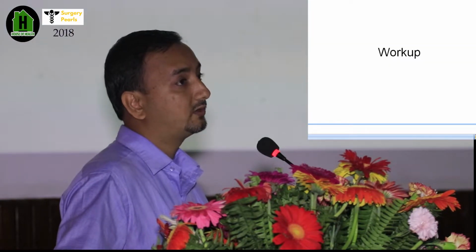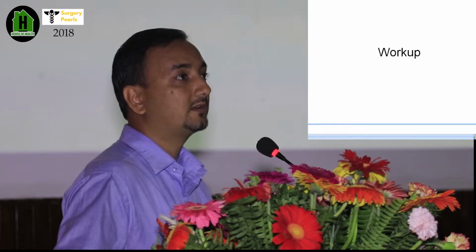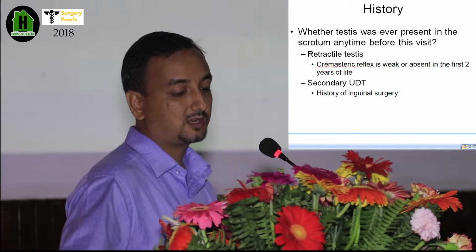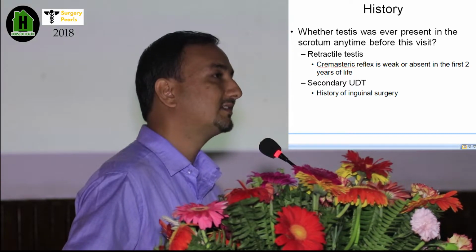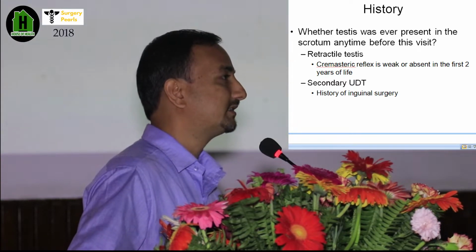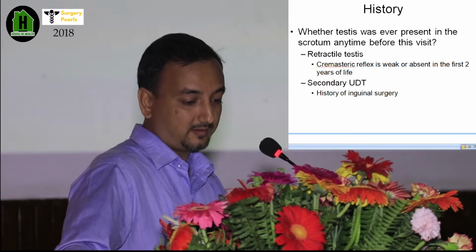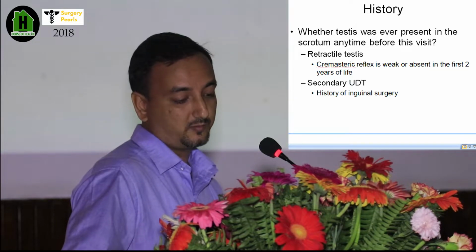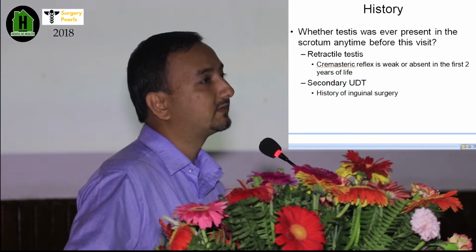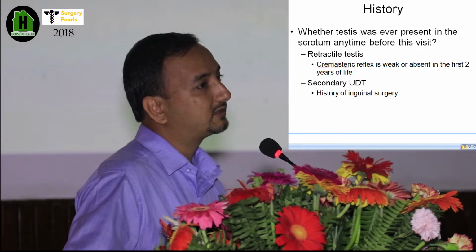So how do we work up for an undescended testis? The history is always important, because we want to know whether it is an acquired or retractile testis or a true undescended testis. So the first question would be whether the testis was ever present in the scrotum any time before this visit. Because if it was ever present, then it might be a retractile testis or a secondary undescended testis, right? And retractile testis is not present before about 2 years of age, because before 2 years of age the cremasteric reflex is very weak, and so it cannot pull the testis into the inguinal canal.